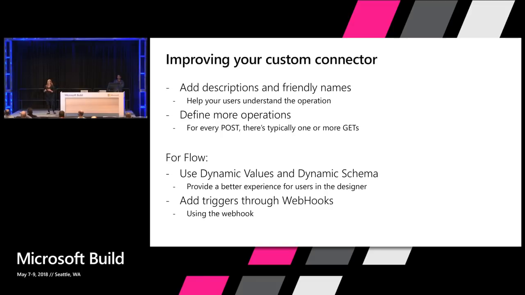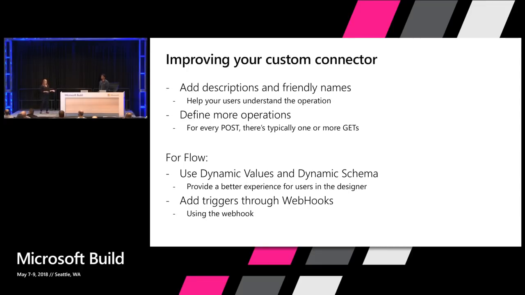Like you saw, I had sad parameter names and no descriptions. So once you are building this for yourself or for partners, do take your time to add descriptions and friendly names. You can define, of course, way more operations. Typically for every post, you want to have a few gets: get one item, get a list of items. And if you're building a connector with more scenarios for Flow in mind, you can use what we call dynamic values and dynamic schema, which makes the user experience a lot richer. You might see things like drop-downs.